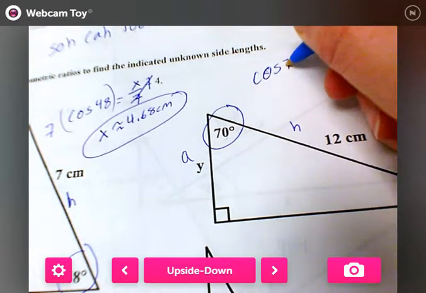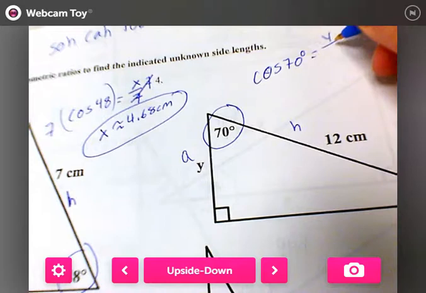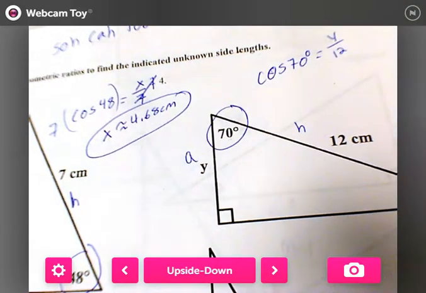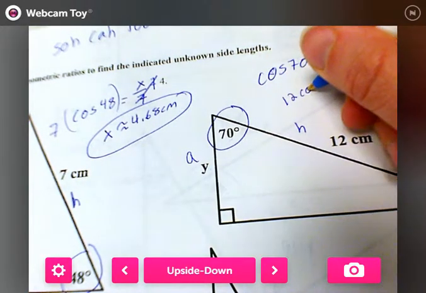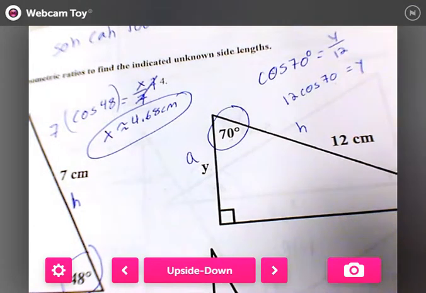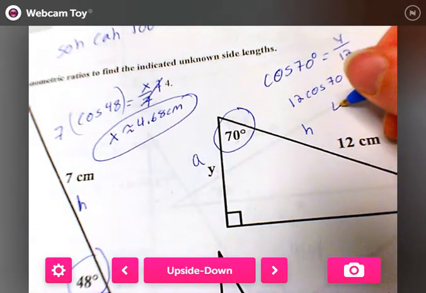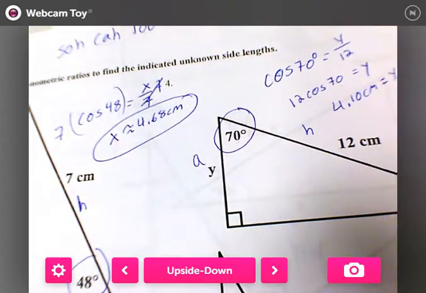Cosine of 70 degrees equals adjacent y over hypotenuse 12. We're going to put this in our calculator. Please don't talk while I'm talking. We're going to put this in our calculator all at once. 12 cosine 70 equals y. 12 cosine 70. And so we get 4.10 centimeters equals y, or approximately.